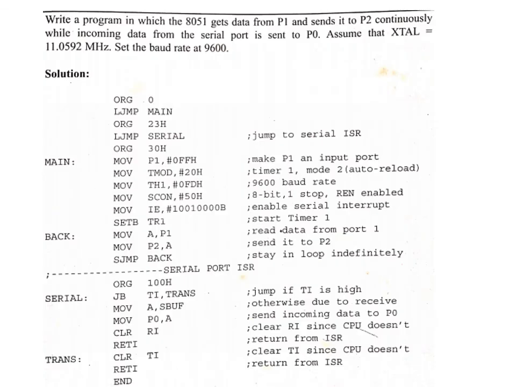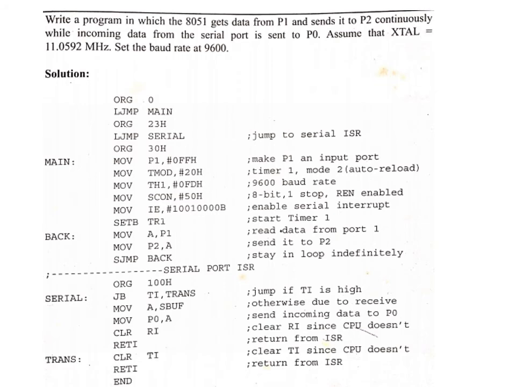Write a program in which 8051 gets data from port 1 and sends it to port 2 continuously, while incoming data from the serial port is sent to port 0. The crystal oscillator frequency is 11.0592 MHz and the baud rate is 9600.